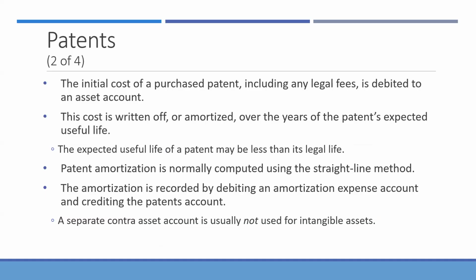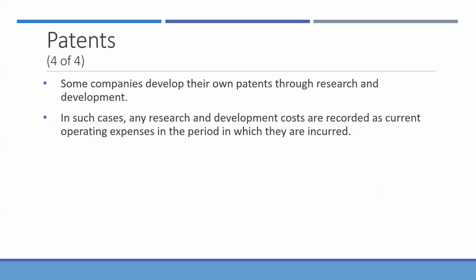And a contra account is usually not used for intangible assets. Some companies develop their own patents through research and development. In this case, research and development is recorded as a current operating expense in the period that it's incurred, and only the legal fees used to register the patent are debited to patents and then amortized later.